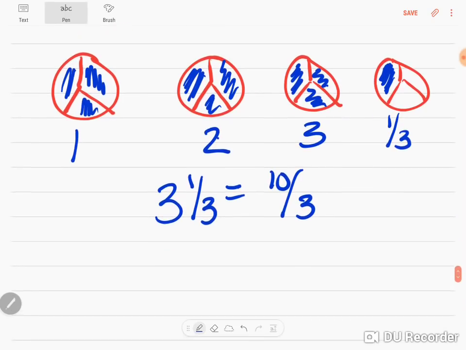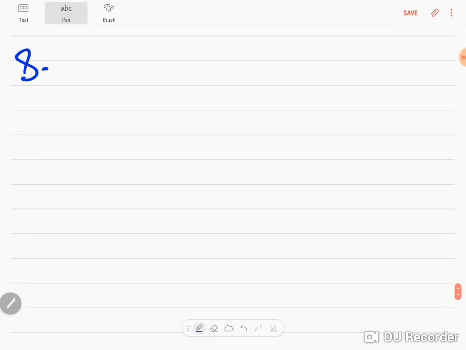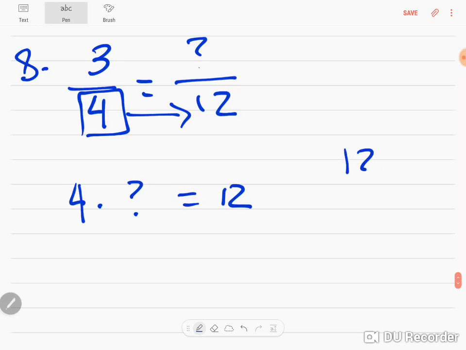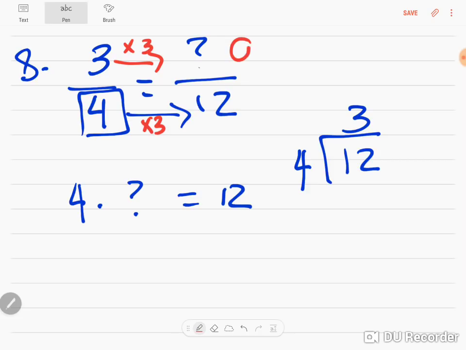Number 8. It says complete each equivalent fraction. So 3/4 is equal to 12 over we don't know. The easiest way to do this is, what did I multiply the denominator by to get 12? So 4 times what number equals 12? Well, we could say 12 divided by 4 equals 3. So I multiplied the denominator by 3. Anything that I do to the bottom, I must do to the top. So 3 times 3 is 9.